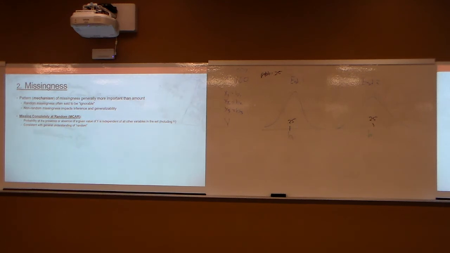Okay, MCAR data: the probability of the presence or absence of a given value of y is independent of all of the variables in the set, including y. So whether or not I have a value for my outcome is completely random. It is dependent on nothing. It is a truly random event, right? The presence or absence of a value there doesn't depend on any of my predictors, doesn't depend on the value of y, a truly random event.